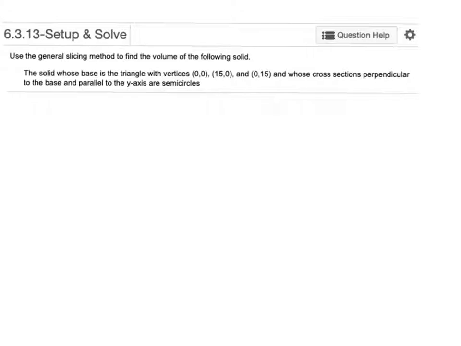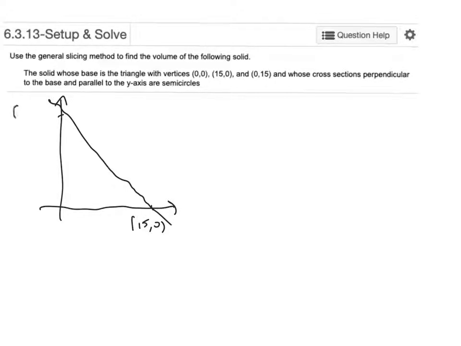So the description is that we have this triangular shaped base like this. That's a straight line. That's 15, 0. That's 0, 15. And so this is the base of a solid. I will try to be artistic, not bad. And we're told that when you take cross sections, so this is what the loaf of bread looks like looking down on it, and the 3 dimension is coming up towards us.